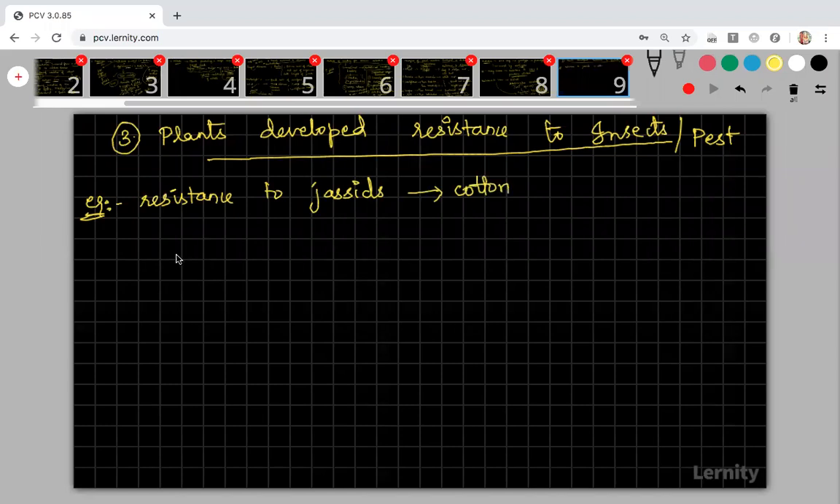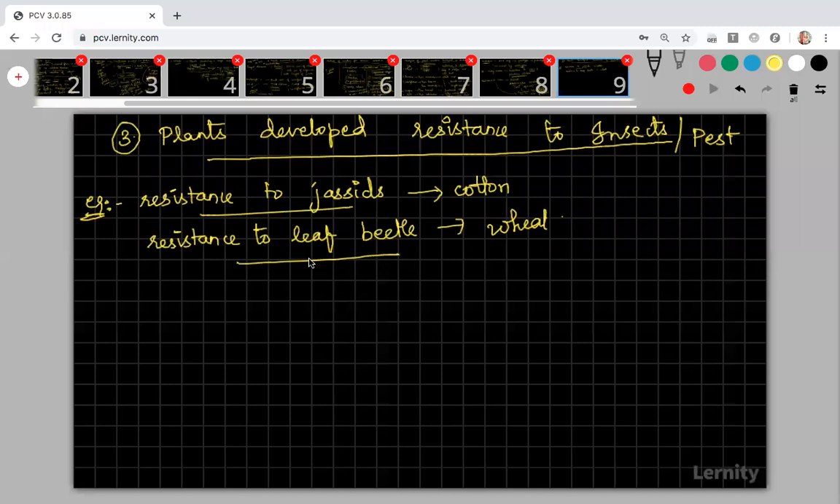And then one more plant that is resistant to leaf beetle. It was created in wheat plant. In wheat plant, the solid stems lead to non-preference by the stem borers, and actually the nectar will be taken because of these insects and pests, and thereby it will affect the productivity of the plant. So because of this, these resistant varieties of cotton plant and wheat plant have been produced using the plant breeding program.